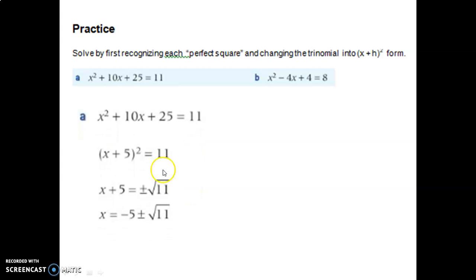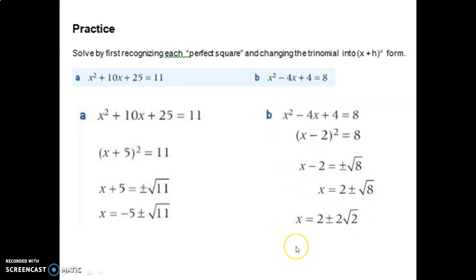Okay, check your work right here. That is a perfect square, factors into this. Take the square root on both sides, and then move the 5 over, and you have 2 answers for x, plus or minus root of 11. Try the same thing on this one. Okay, and check your work carefully.